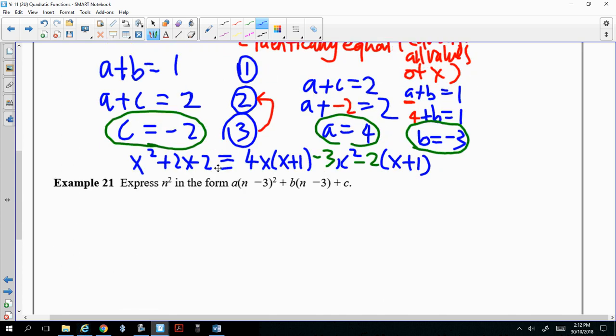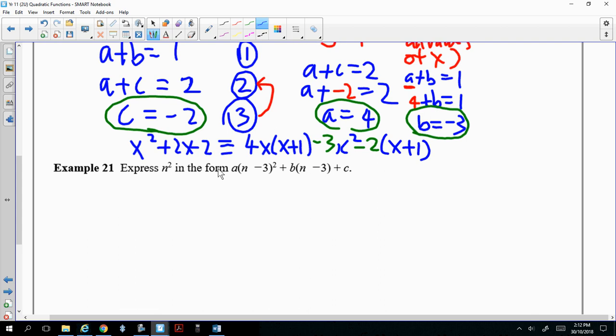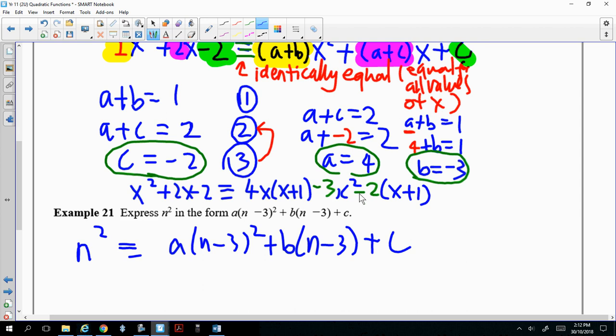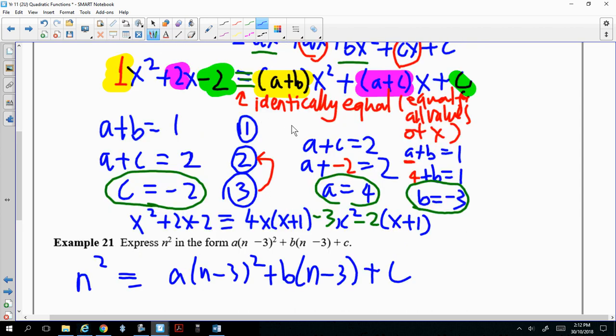All right, next one, do the same thing. n squared identically equal to a n minus 3 squared, and you need to expand. Do that. Have a try. Expand. Okay, have a try. I think you will all get it right.